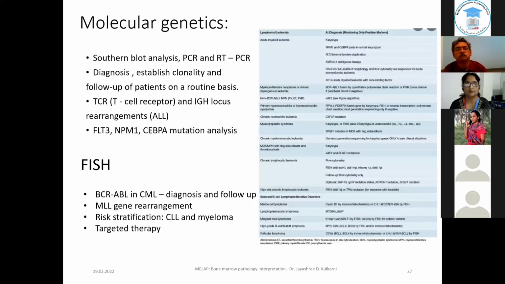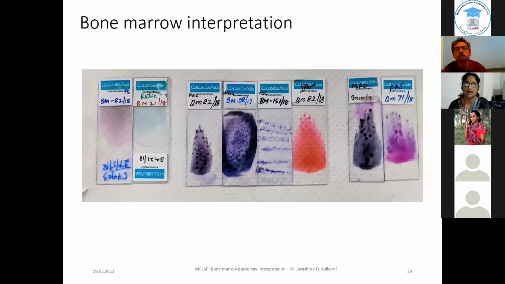Molecular genetics, now with WHO 2016 itself, you see everything, the diagnosis is based on the molecular studies, which can be done by either FISH or DNA analysis or the TCR gene receptor rearrangements, etc.